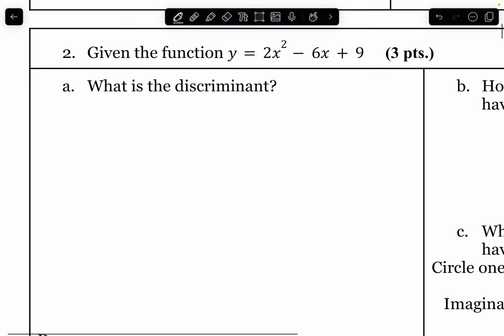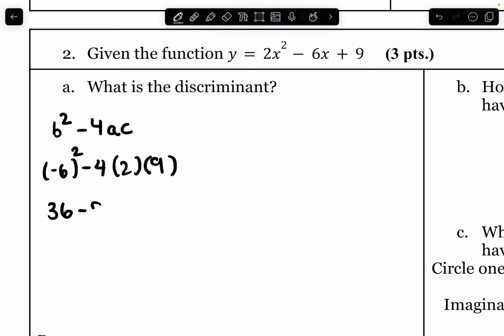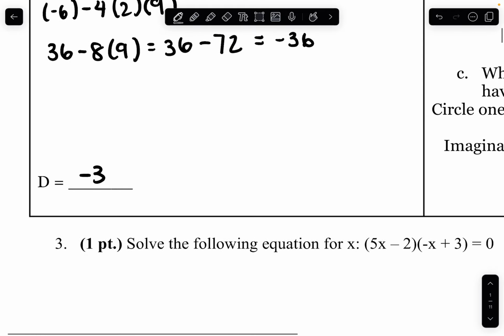What is the discriminant of the following function? The discriminant is the portion that's inside of the radical in the quadratic formula, which is b squared minus 4ac. The b value in this problem is -6 squared minus 4 times 2 times 9, 36 minus 8 times 9, and 36 minus 72 is -36. So that is your discriminant.